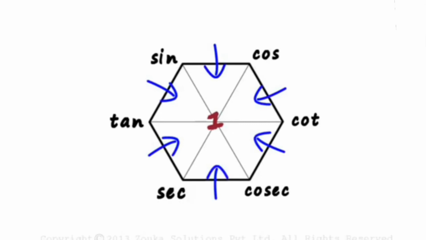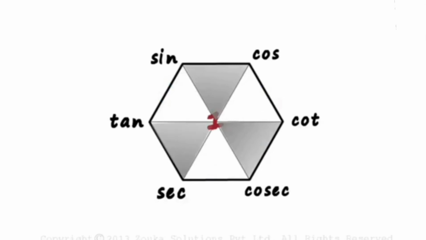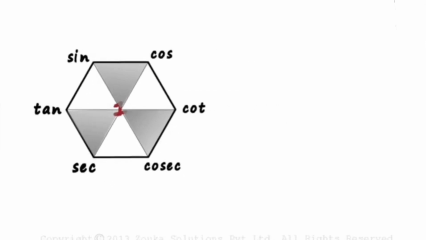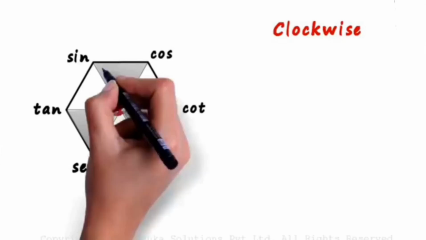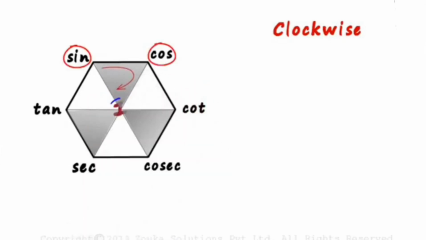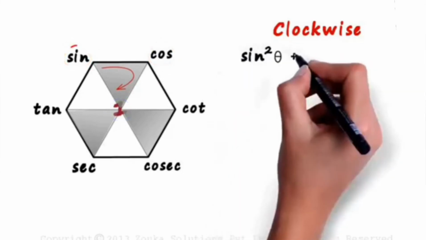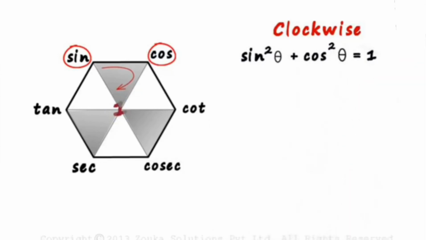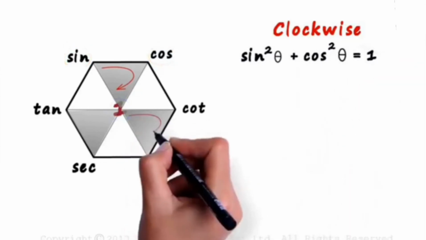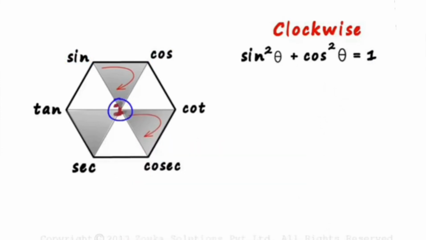And now if we look at the triangles inside the hexagon, out of the 6 triangles, if we skip one triangle and take the other one, we get 3 triangles. In this, if we go clockwise in each triangle, first let us look at the first triangle, which is sine, cos and 1. First we take sine square theta plus cos square theta, which is equal to 1. From the clockwise direction, we start from sine and then go to cos and then move to 1. That's why it is sine square theta plus cos square theta equals 1.